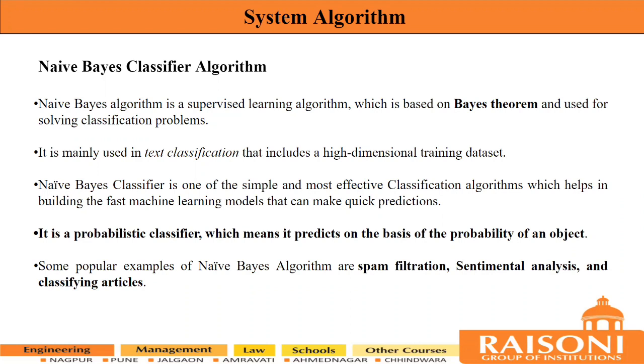Naive Bayes classification is one of the simplest and most effective classification algorithms, which helps in building fast machine learning models that can make quick predictions. It is a probabilistic classifier, which means it predicts on the basis of the probability of an object. Some popular examples of the naive Bayes algorithm are spam filtration, sentiment analysis, and classifying articles.